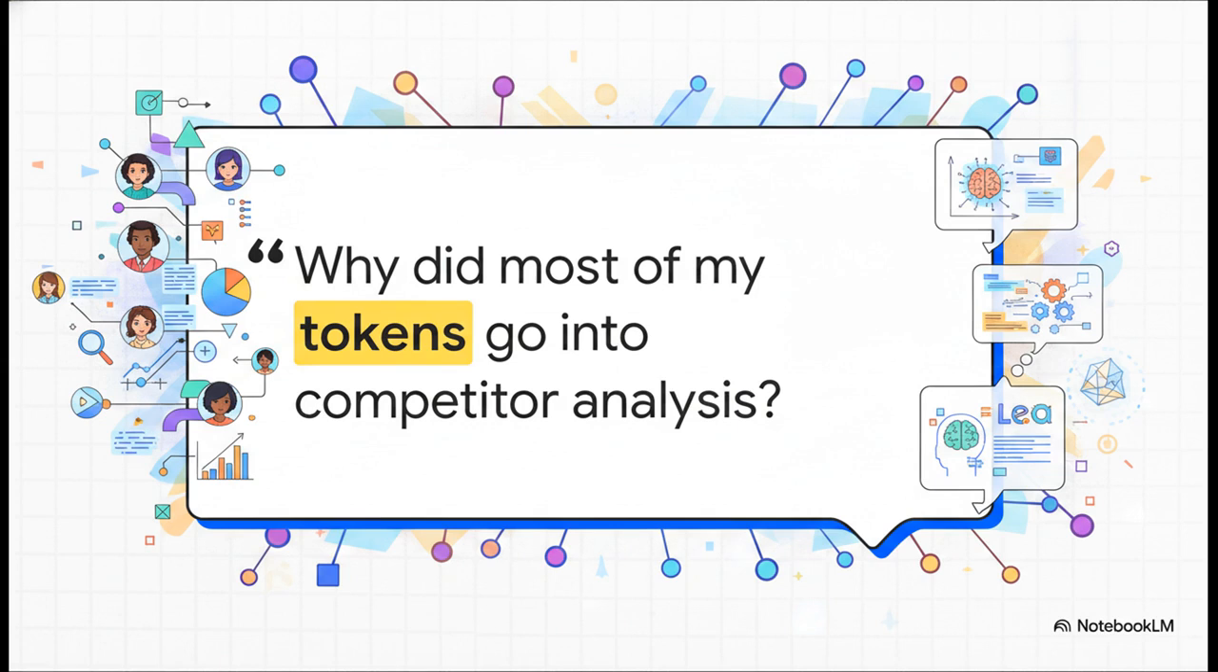You can literally type a message directly to the AI and ask, "Hey, why did most of my tokens go into the competitor analysis document?" And the AI will actually explain its own reasoning back to you. It will tell you exactly why it prioritized that specific file over another one. It's an absolutely incredible level of insight into the machine's actual decision-making process.